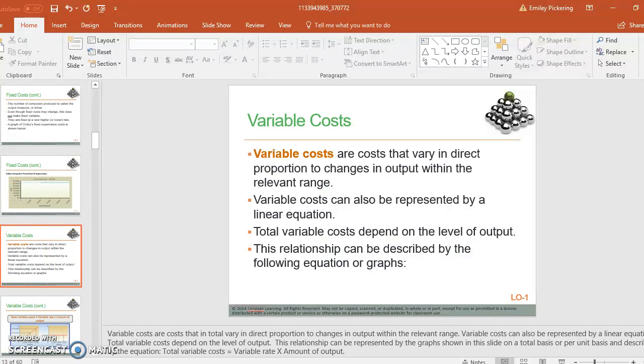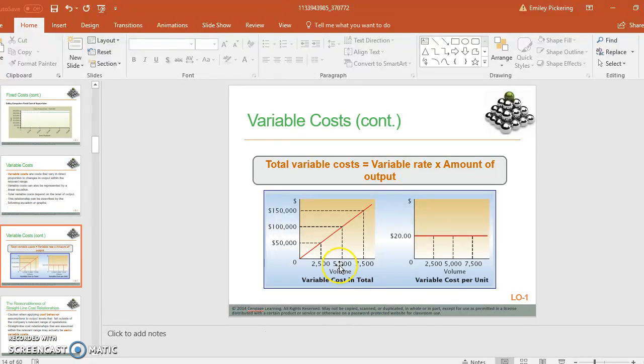And then variable cost, we just kind of talked about that. Let me give you a graph of that. This is a perfect variable cost. You know it's a variable cost when if you make nothing, you have 0 right here, okay? And again, variable cost per unit does not change.